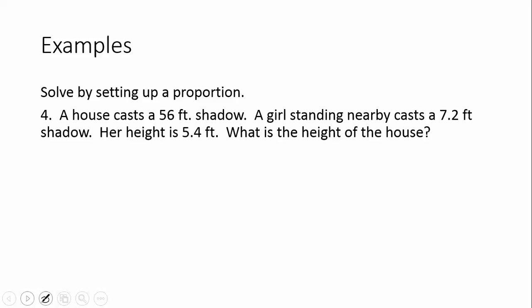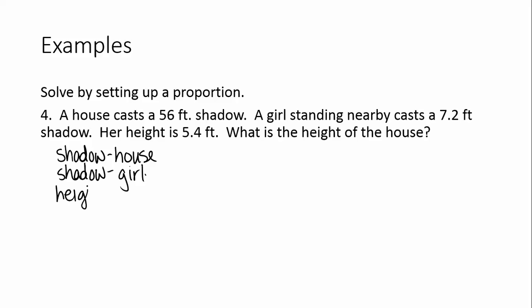Let's look at an example where we need to set up our own proportion. We have a house that casts a 56-foot shadow. A girl standing nearby casts a 7.2-foot shadow. Her height is 5.4. What is the height of the house? So we have 3 pieces of information. We have the shadow of the house, we have the shadow of the girl, we have the height of the girl, and we have the height of the house. That's the 4th piece of information that we actually don't know.